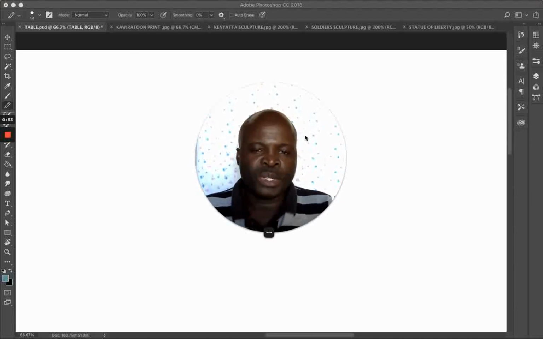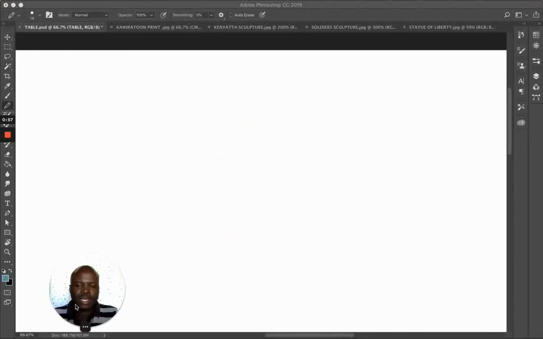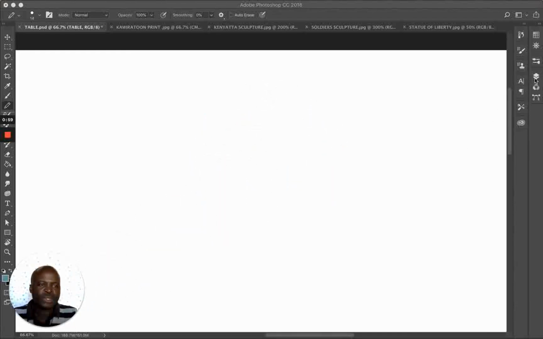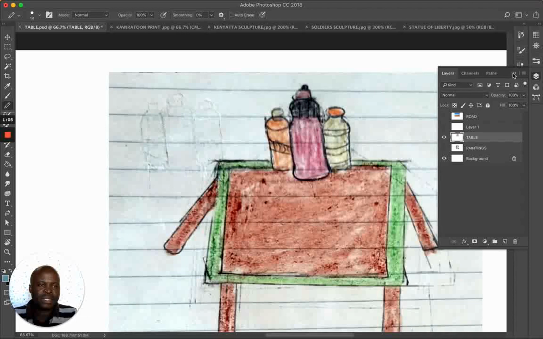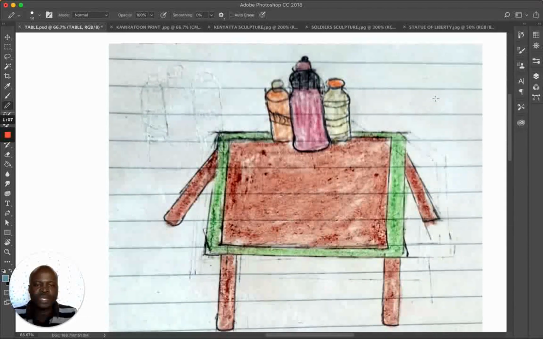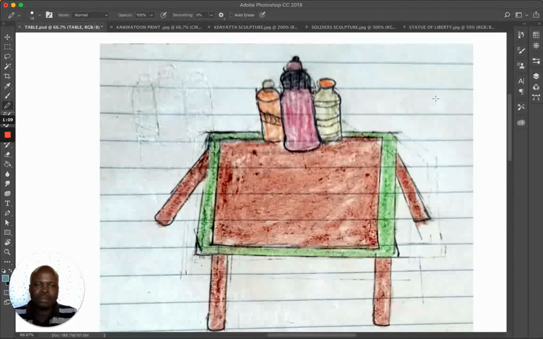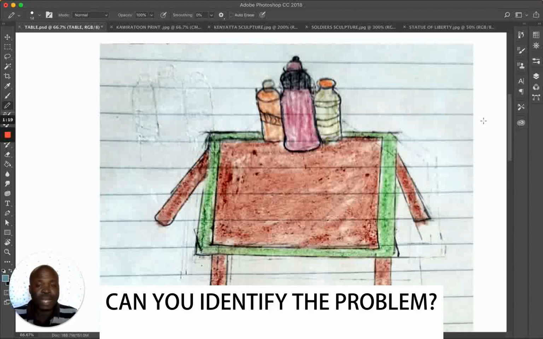So without further ado, let me minimize myself here and push myself to the corner so that we can see the image that we are talking about here. And there it is. That is the drawing which was done by the child in grade 4. Now, looking at the drawing, the teacher could see that something was wrong, but she couldn't quite put her finger on it. I wonder if you can.